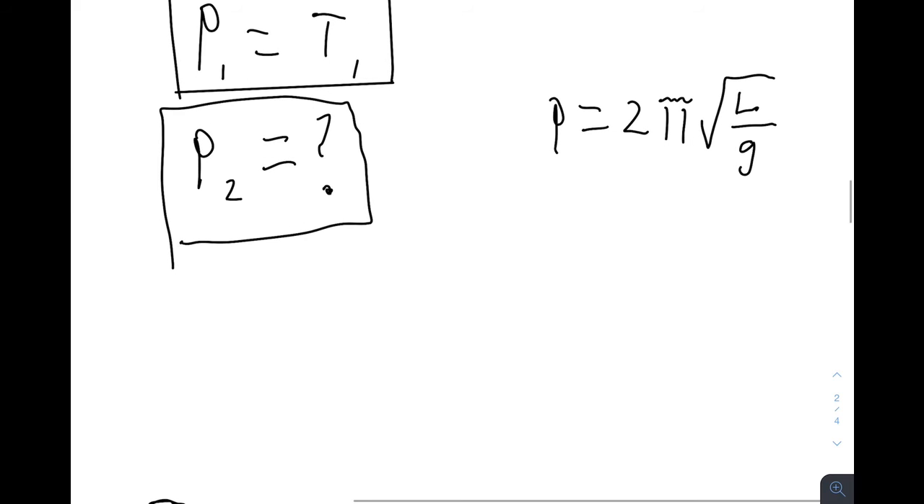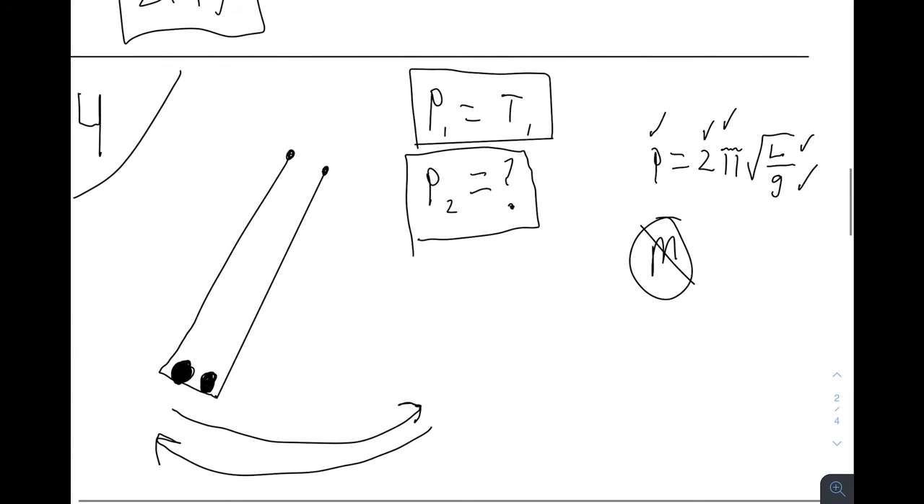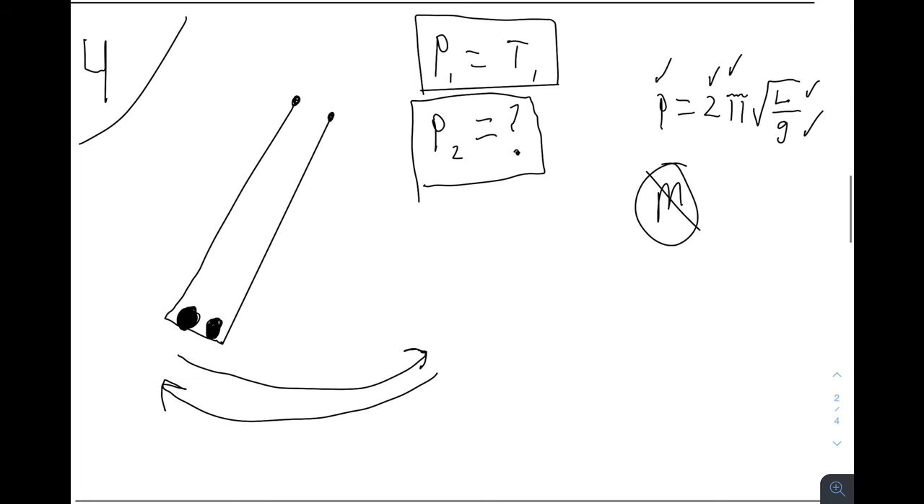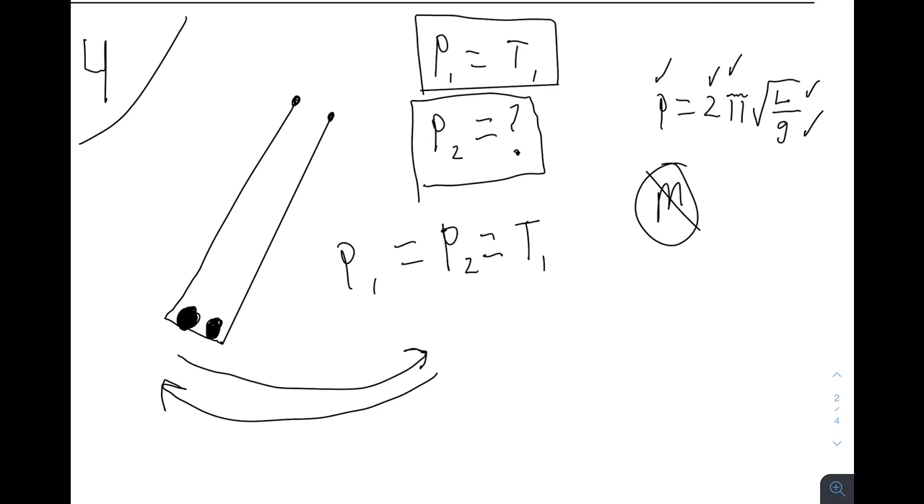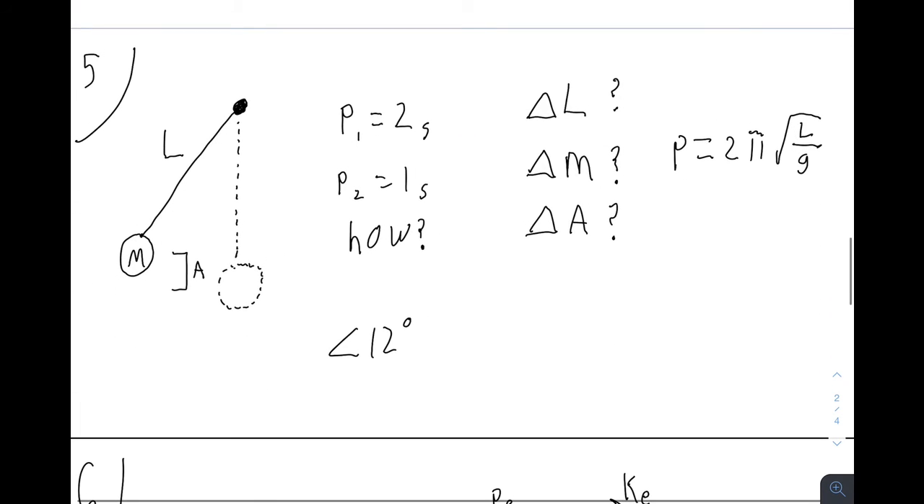Well, let's look at oscillation. The period of oscillation is equal to 2 pi times the square root of L over g. Mass is not a variable in this equation. So we know adding that second child, T2 is still going to equal T1. The two periods will be equal to each other because mass is not a variable we need to account for.